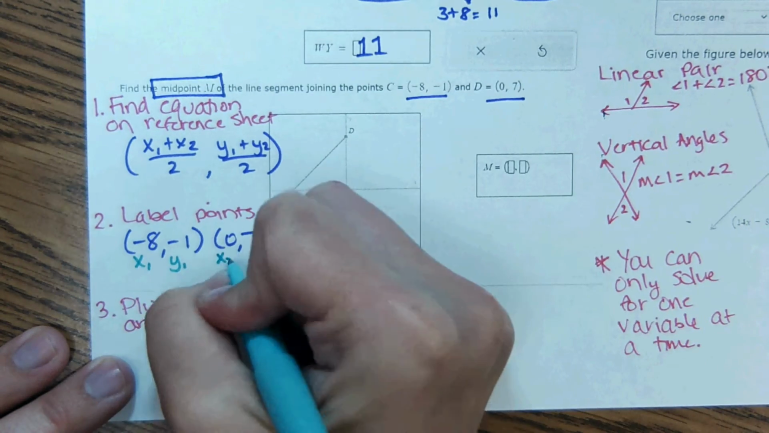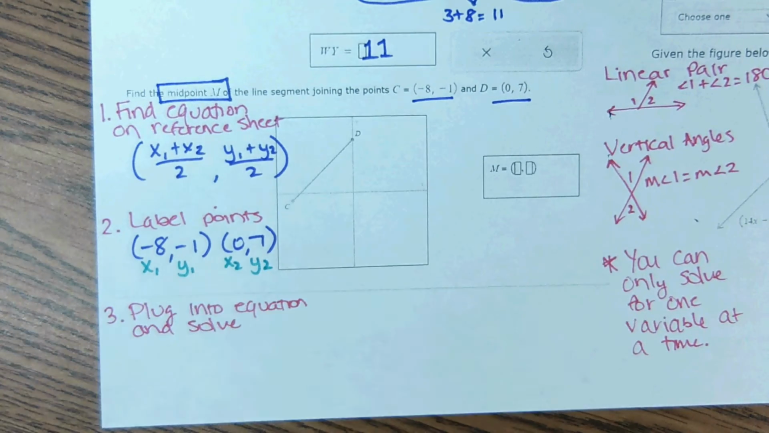Then the next step is to label your points or your coordinates. Here are your coordinates here. So on your scratch paper, you would just jot this down, -8, -1, 0, 7, and then label them. So this would be x1, y1, and your second set of points, x2, y2.